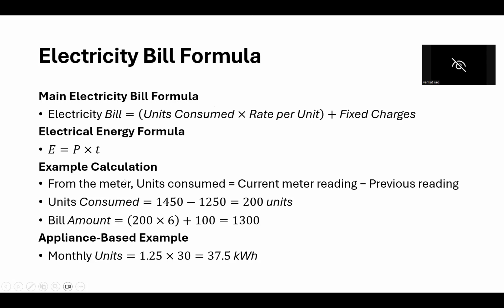And an example calculation from the meter: if you don't know how many devices are there in your house, or what are the power ratings, etc., but you want to calculate the monthly electricity bill, simply go to the meter and identify the current meter reading. Just note down the current meter reading minus the previous meter reading. Previous meter reading means the previous month's reading of the electricity meter. So when you take the difference between the current meter reading and the previous meter reading, we'll get some value.